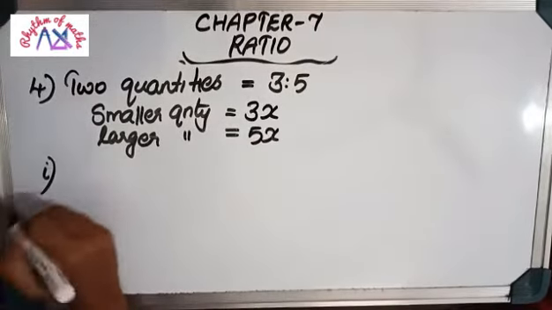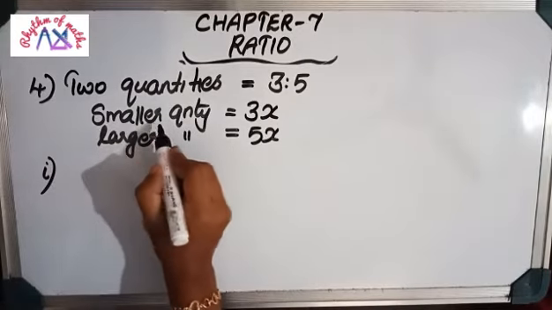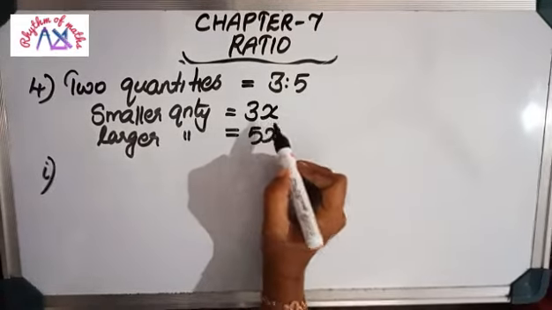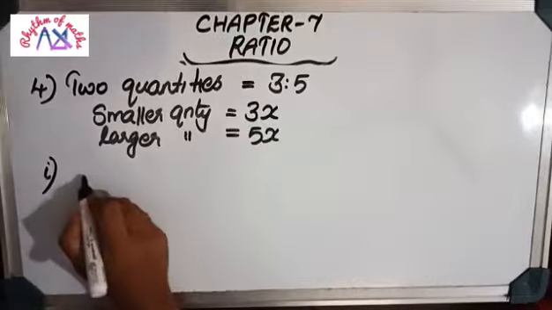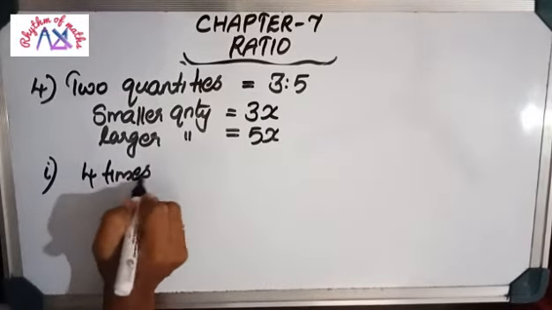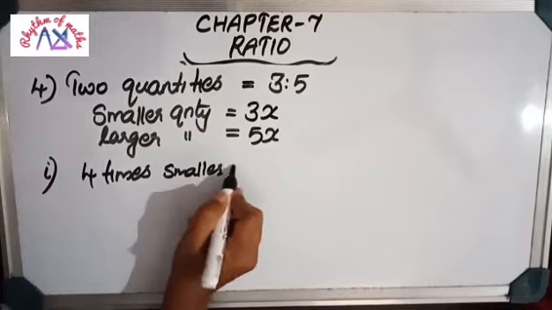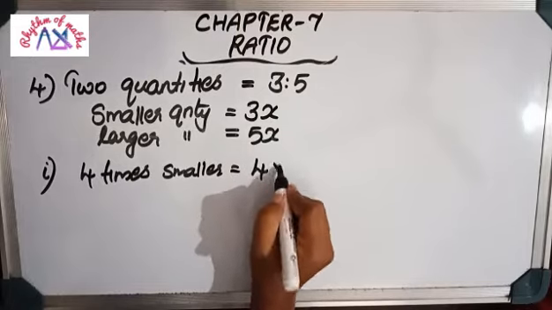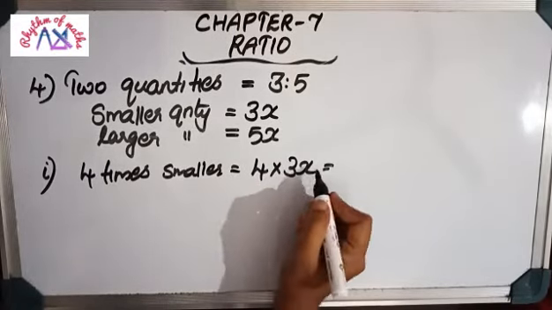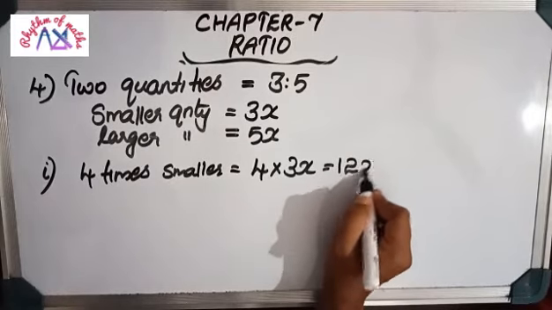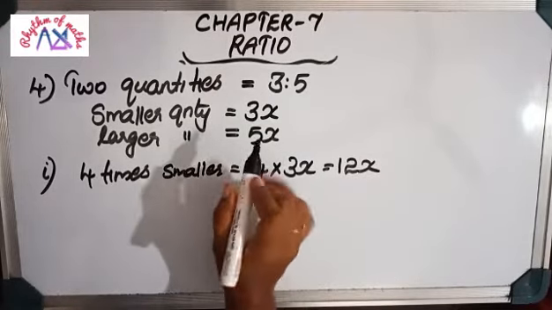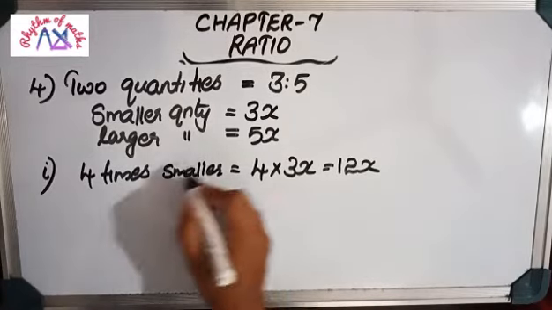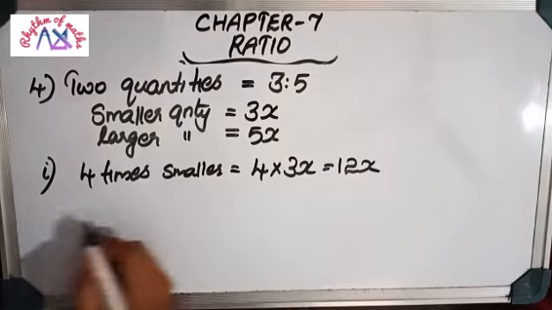Now the first sub question is, if this smaller quantity alone is made 4 times the original. The original is 3x. Suppose we take its 4 times. So 4 times the smaller quantity, which is already 3x, means 4 into 3x. So the quantity will be 4 into 3x, which is 12x. And the larger quantity we are not changing, 5x itself. Only the smaller quantity we change, and we took it as 4 times the original. So we got 12x.